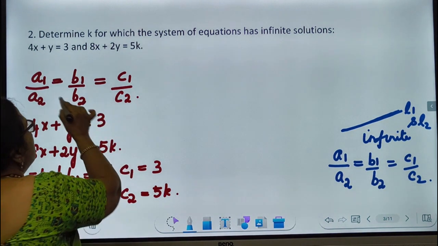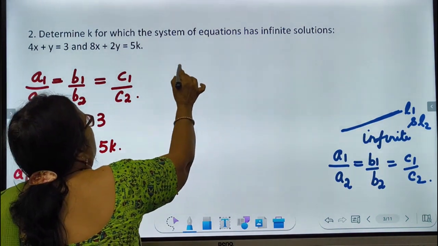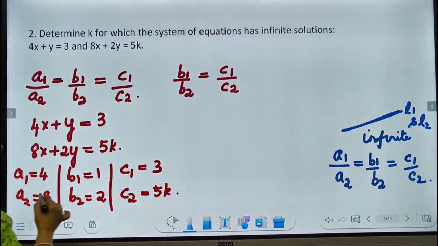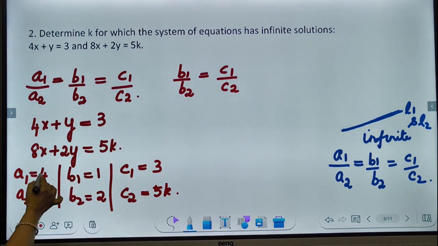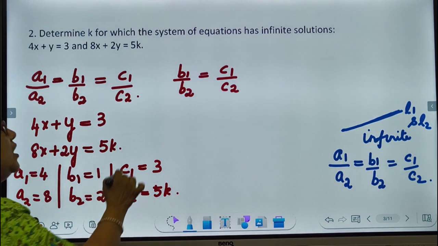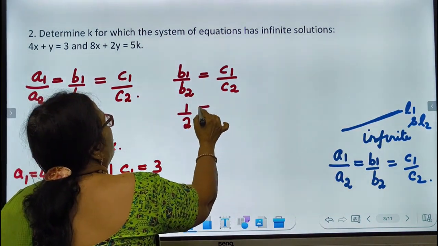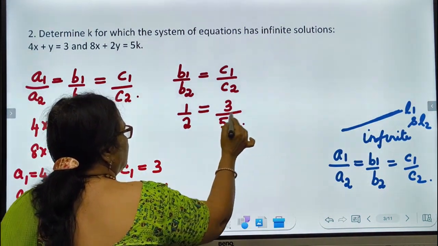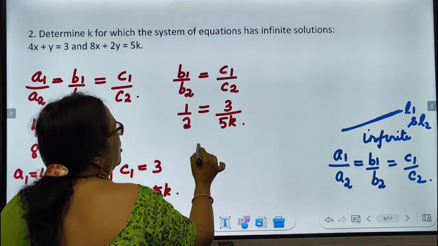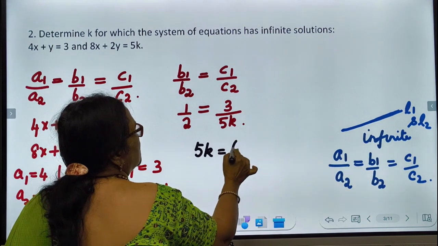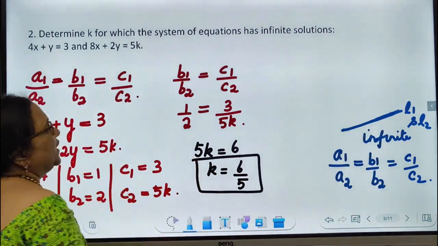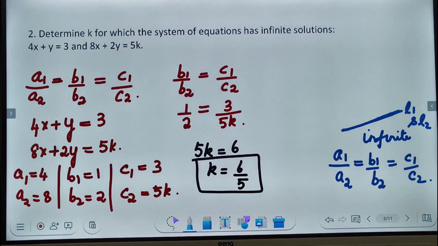Since this condition is satisfied, I can write B1 by B2 equal to C1 by C2. You can easily check A1 by A2 is equal to B1 by B2. 4 by 8 is half, B1 by B2 is also half. So half equal to C1 by C2, which is 3 by 5k. Cross multiplying, 5k equal to 6. So k equal to 6 by 5. So when k equal to 6 by 5, the system of equations will have infinitely many solutions.